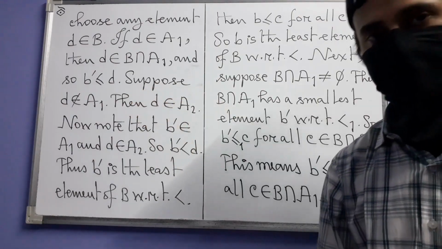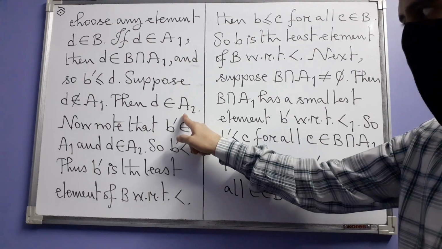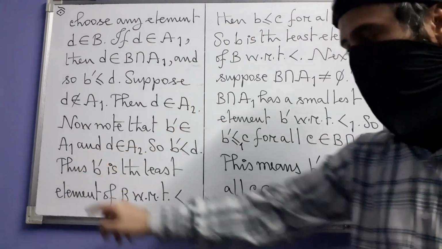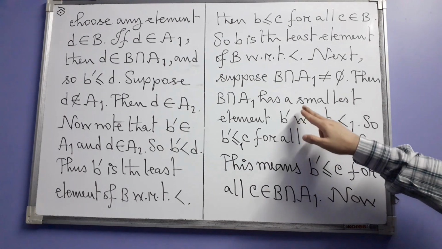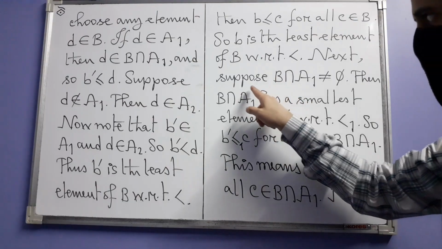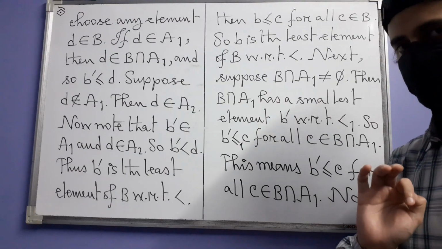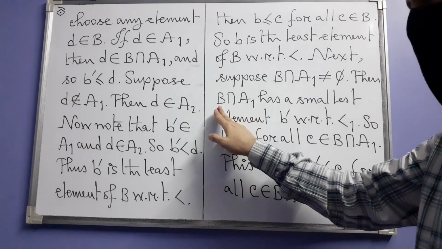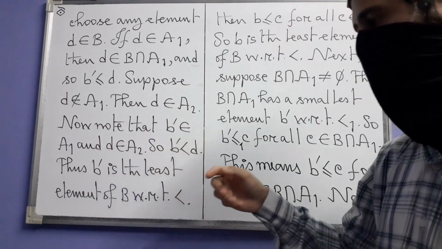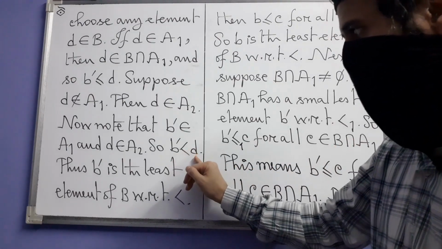But say D is not in A1. In that case, D is forced to be in A2. But now note the fact that B prime is in A1 because B prime is the smallest element of this, means it's an element of this. So being an element of this intersection, B prime is after all in A1 also, besides being in B. So B prime is in A1 and D is in A2. So by the third condition of the definition of our relation, B prime will be less than D.